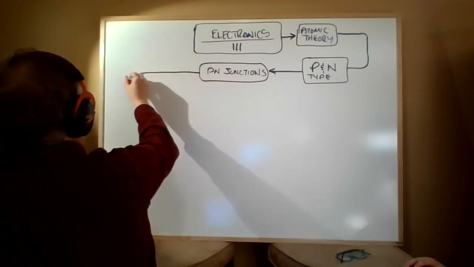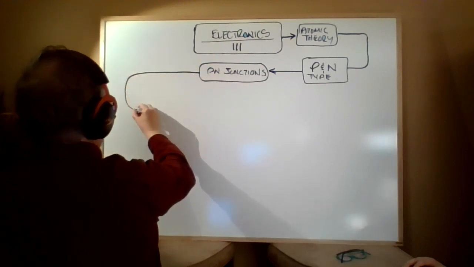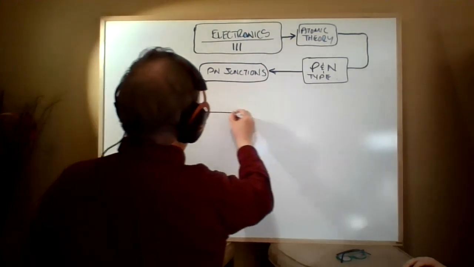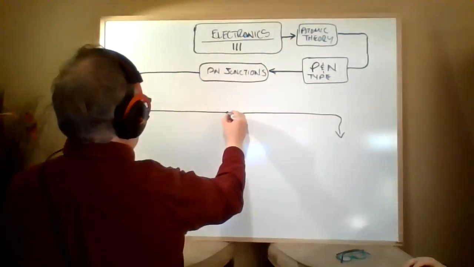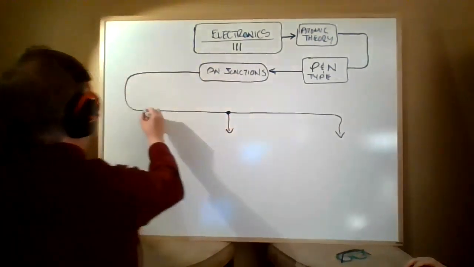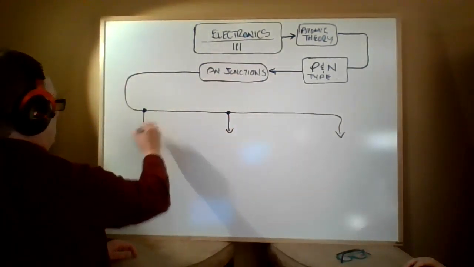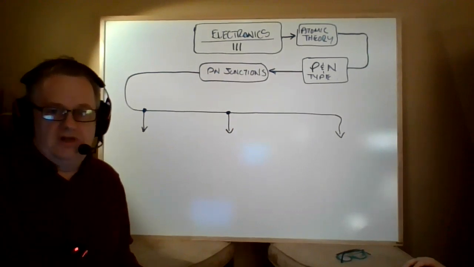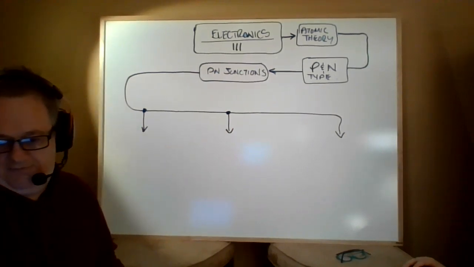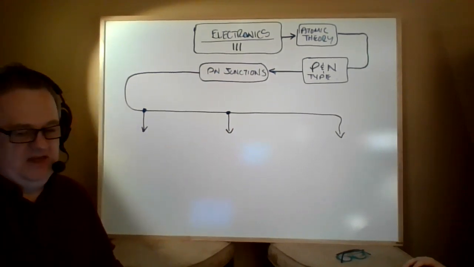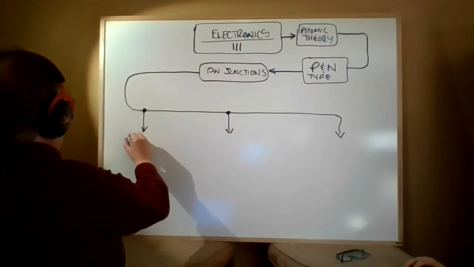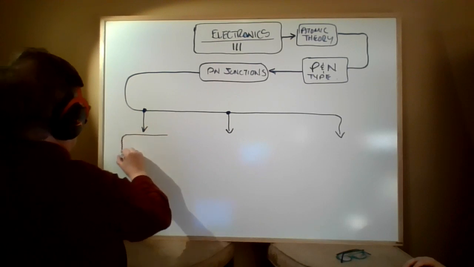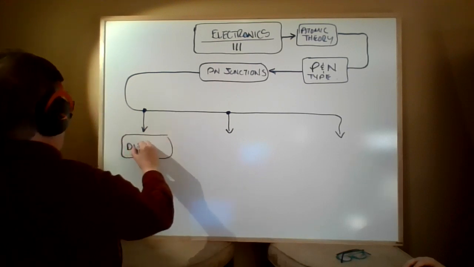Now, from the PN junctions, we really break into 3 separate categories. I'm just going to move down and put a line across here, and this is going to break up into 3 like this. Okay. So what are the 3 things that we go into essentially from PN junctions? Well, we're going to talk about specifically diodes.